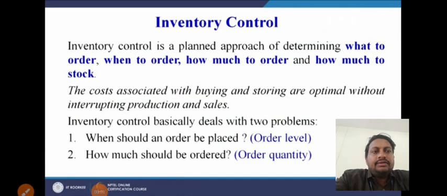Good morning, friends. Today we are going to discuss inventory control. In inventory control management, we are solving problems on EOQ models.